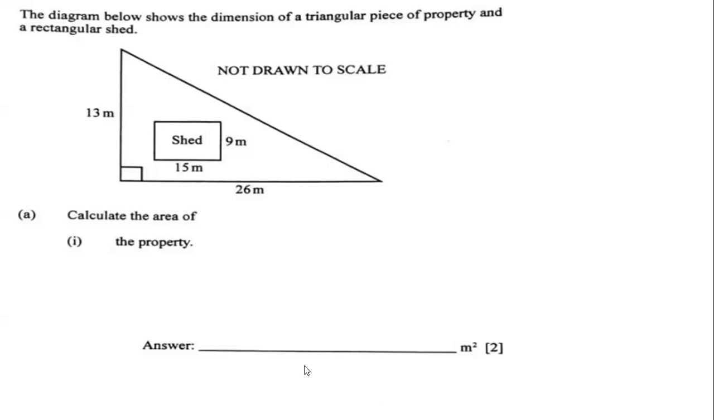Now, the question is, what shape is the property? Triangle. It's a triangle, right? So that means that the property is a triangle. That's the shape of it. It's triangular in nature. Now, in order for us to find the area of this property, we have to know what is the area of a what?